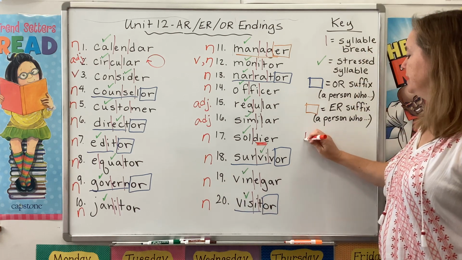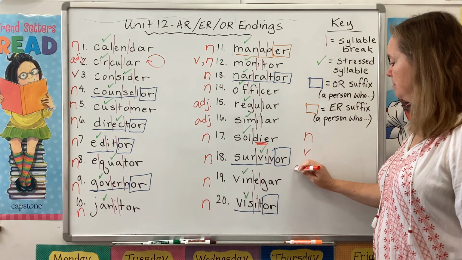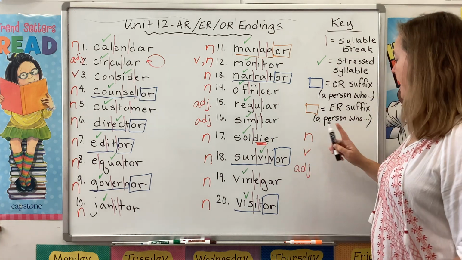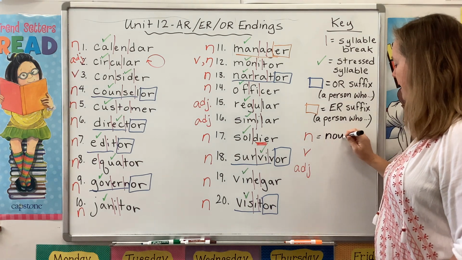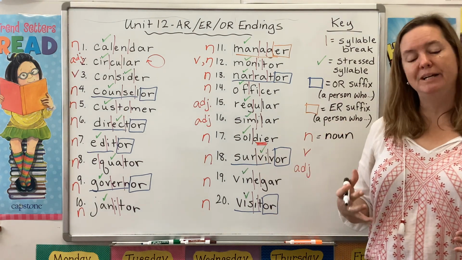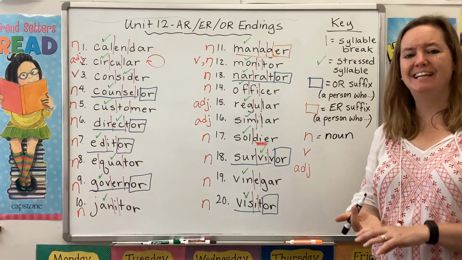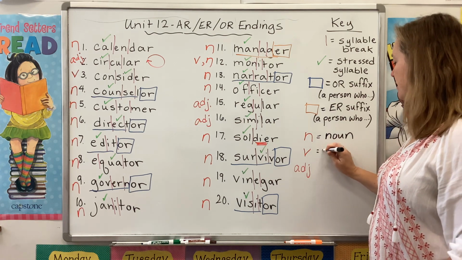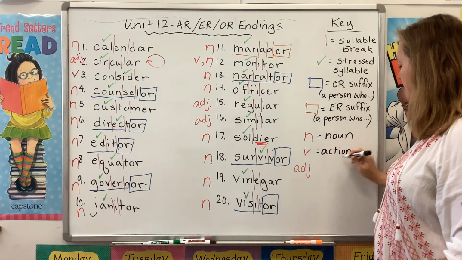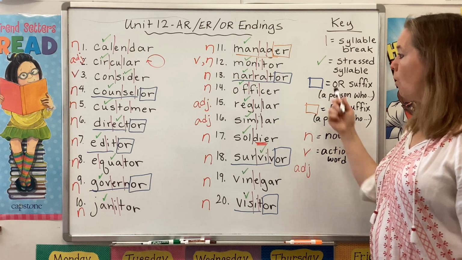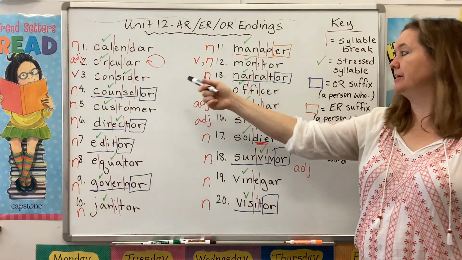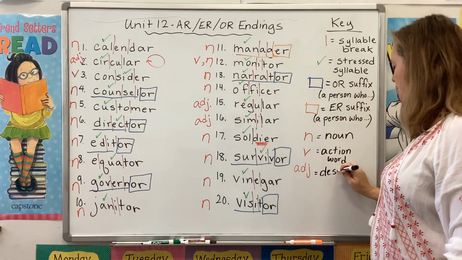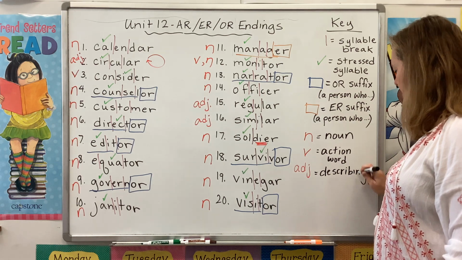Okay, so over here we have noun, verb, and adjective. N stands for noun. And this week, all of our nouns are concrete nouns, which means they're people, places, and things. Easy to identify, easy to touch, easy to draw. Verb, those are action words, things that we do. The only ones we had this week were consider and monitor. And then an adjective is a describing word.